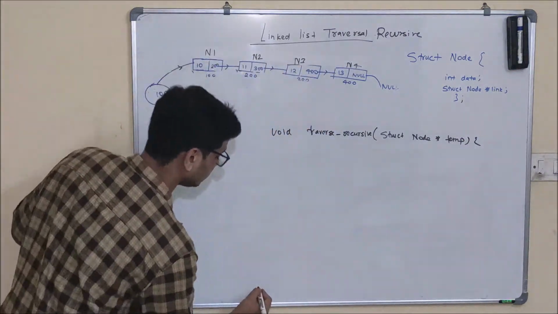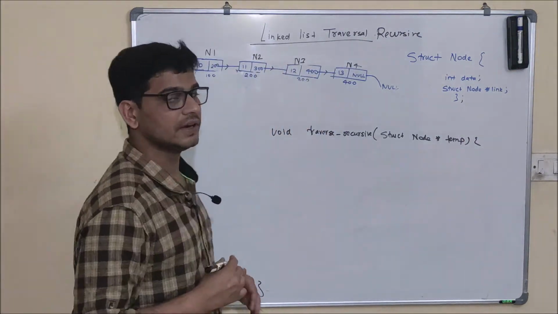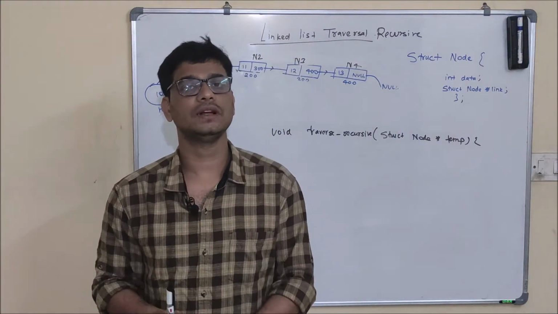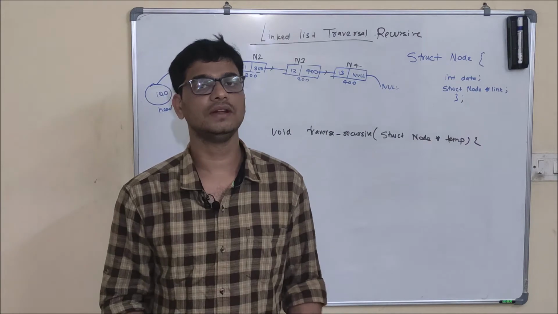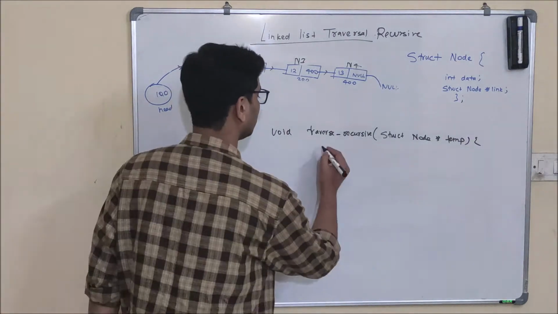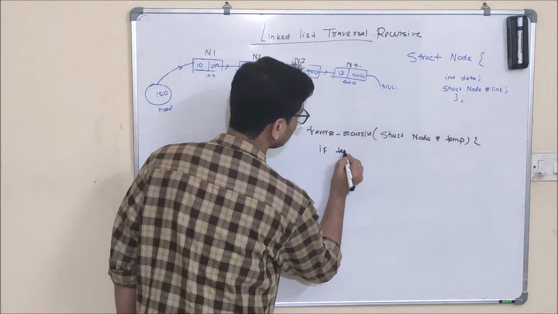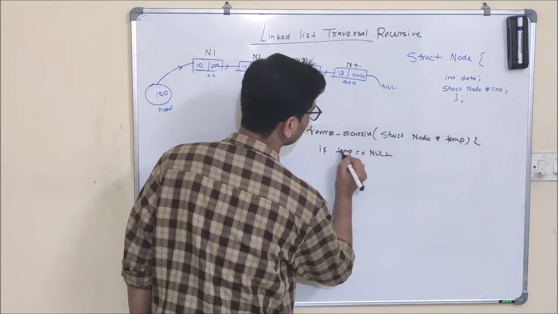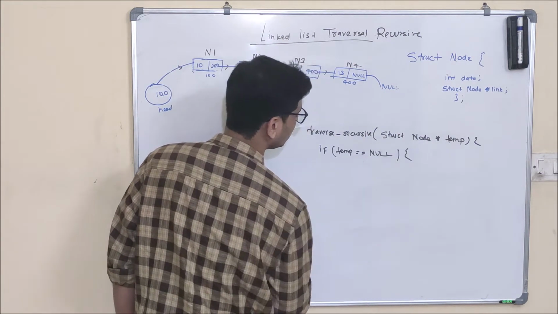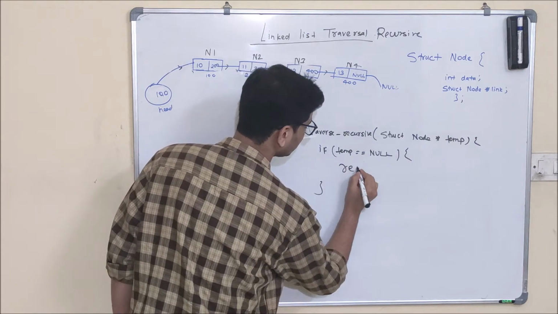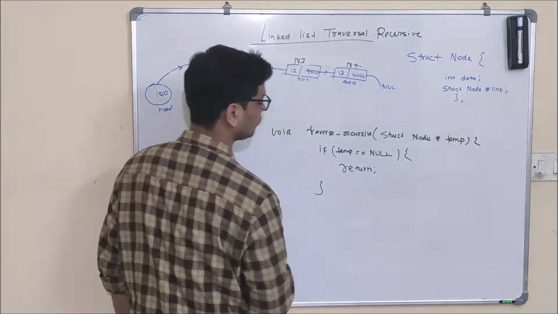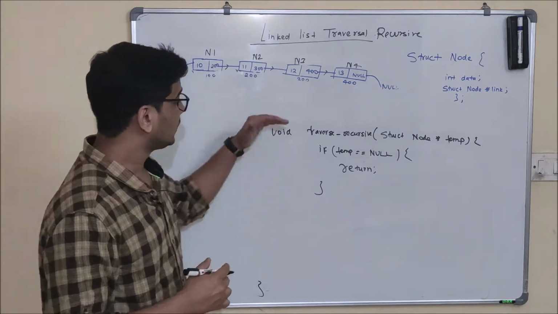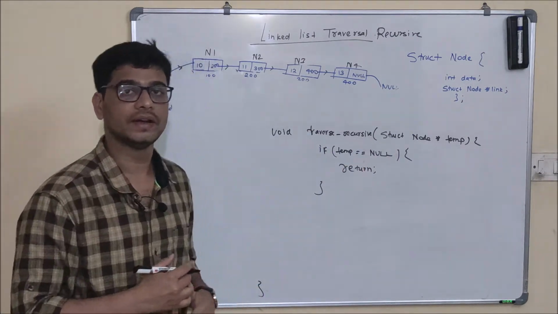Now what will happen? First of all, it will check whether temp is equal to null or not. If temp is equal to null, that means there is no data remaining in the linked list to be printed. In this case, what will it do? It will return from here. The function call will end.